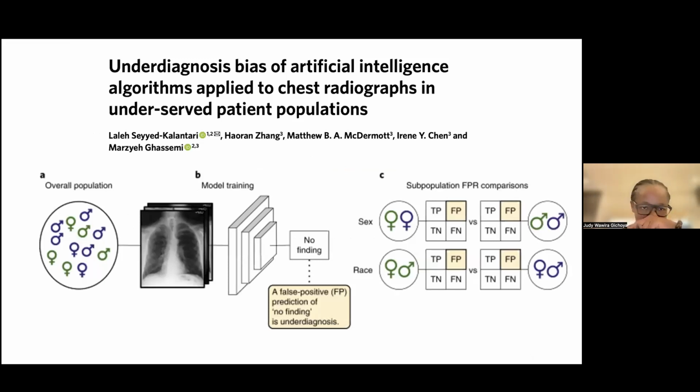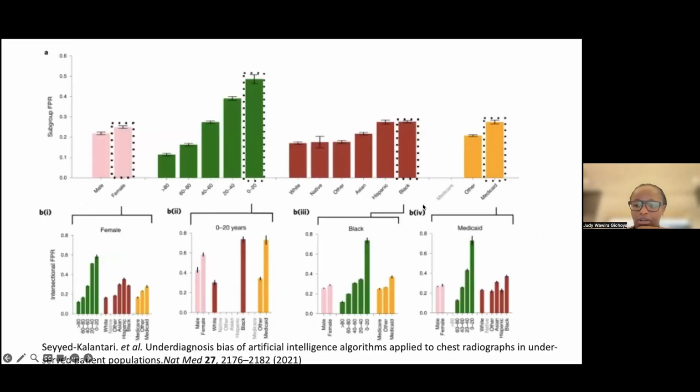And so here's an example of bias in radiology. This is a very popular paper done by a friend of mine. What they look at is chest x-rays, and they say, we want to look at normal chest x-rays. If you have a false positive prediction of no finding, where the model says you have a normal chest x-ray but it's a false positive, then it's missing a diagnosis for the patient. And they call that underdiagnosis. And then they start to look at this intersection, for example, looking at sex and race.